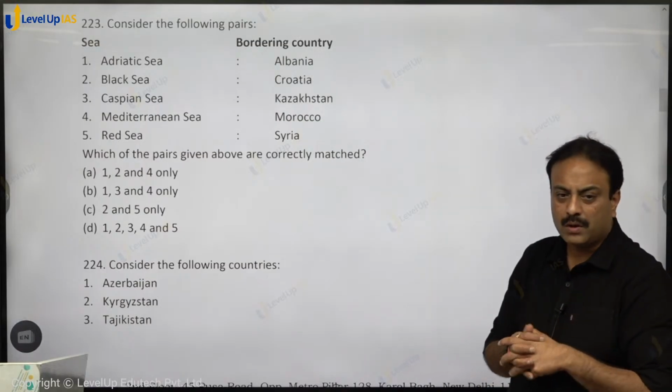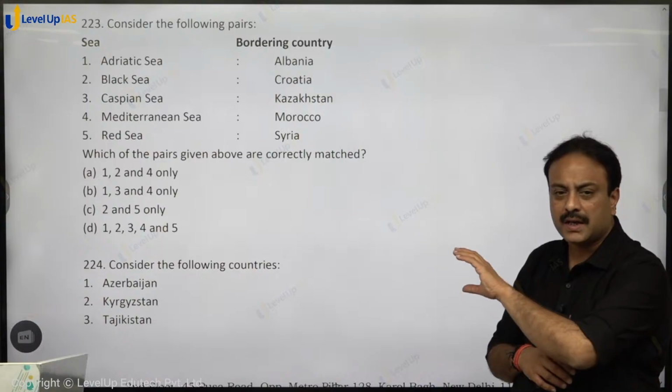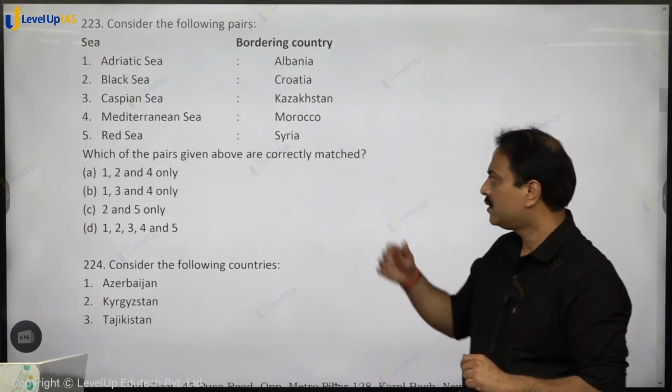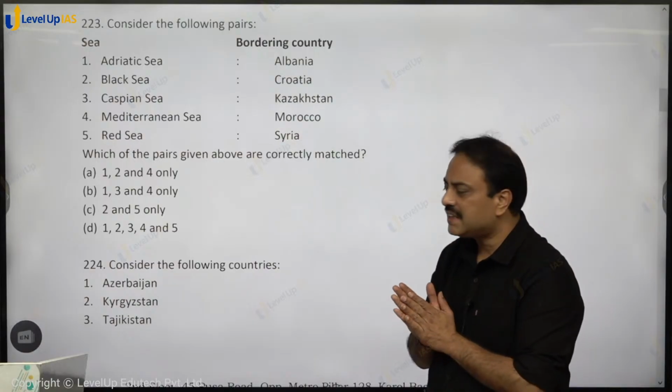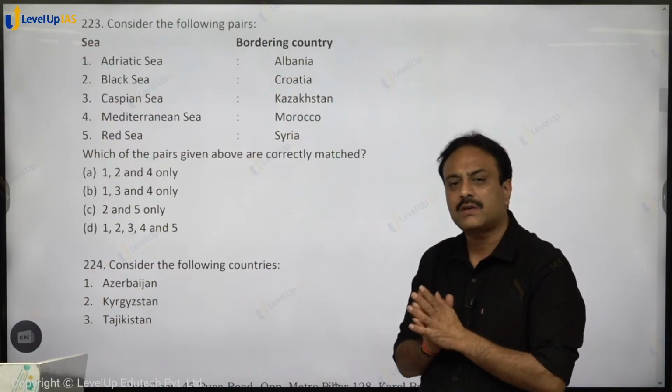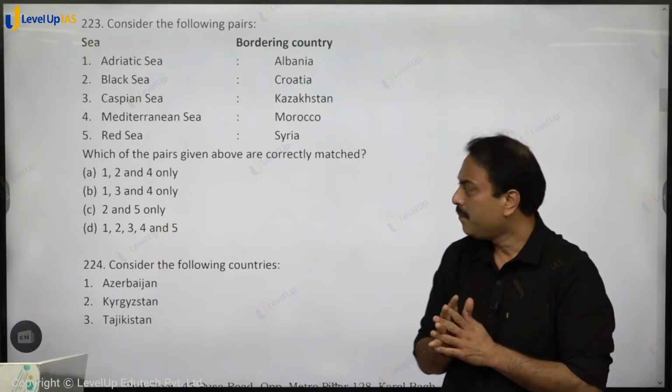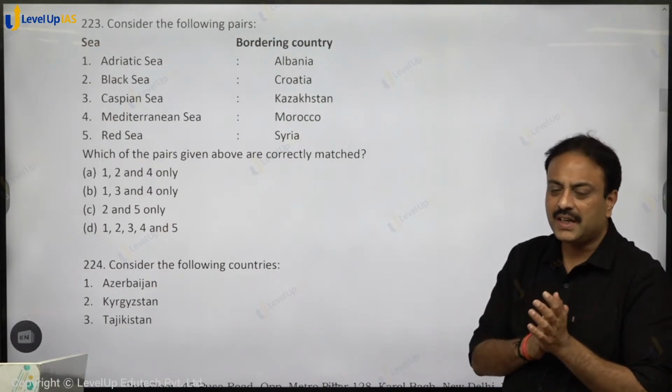Mediterranean Sea, Morocco. African countries, 5 countries, Maghreb countries, Morocco, Algeria, Tunisia, Libya, Egypt. So it is a correct one. Red Sea, Syria. Oh, Syria is having a coastline on Mediterranean. Red Sea में Syria नहीं, right? Which are the countries bordering Red Sea?